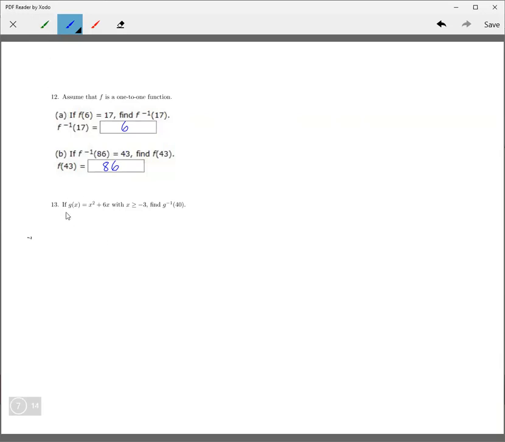Okay, here's another exercise. If g of x is x squared plus 6x, with x greater than or equal to -3, find g inverse of 40. So again, if it was just this piece, then this would not be one-to-one. It would not have an inverse. But with this restriction, apparently it does have an inverse. And you want to find g inverse of 40.